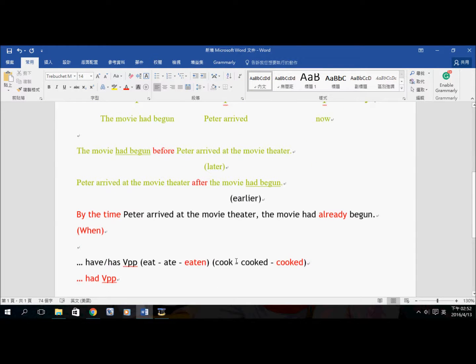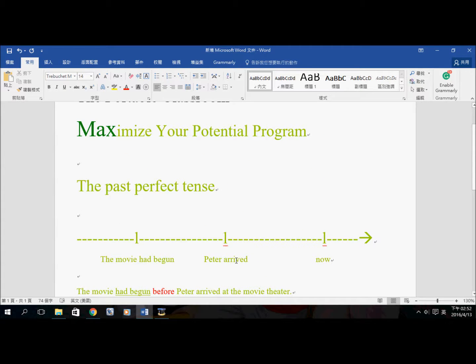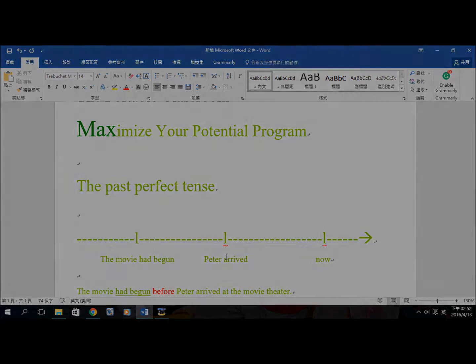Okay? So, this is the video for the past perfect tense. Now you get a picture how to use the past perfect tense. Go to the lesson plan and look at examples in the lesson plan and get a clearer view of how to use the past perfect tense.